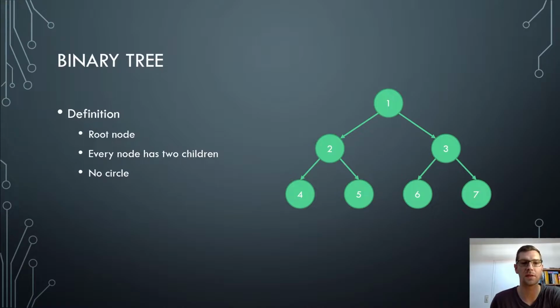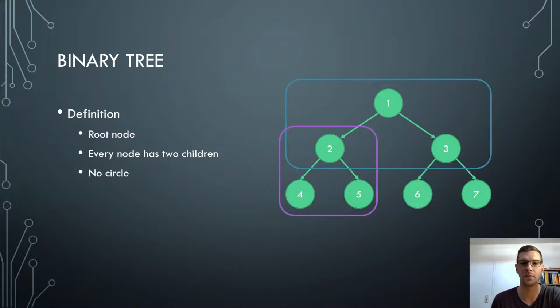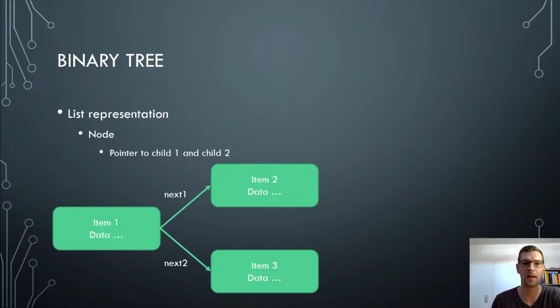Alright, so with the definition, we see we have a lot of trees there. Our first tree is 1, 2 and 3, where the 1 is a root node and 2 and 3 are the children. The next one is the 2, 4 and 5, where the 2 is again the root node and the 4 and the 5 are the children. And we have the same on the right side with the 3 as a root node and the 6 and the 7 as the children.